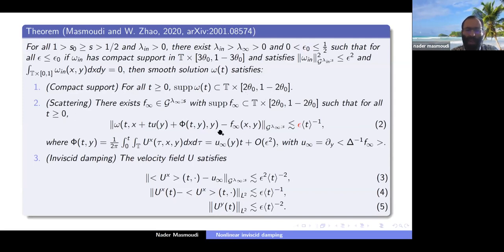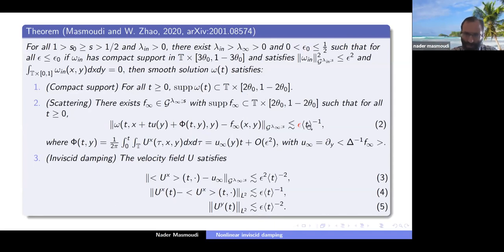And we have this sort of scattering. Your omega, written in the right coordinate system, will converge to some final F infinity. The only small thing here is that this is epsilon. In my paper with Jacob, this was epsilon square. And there is a reason behind it.